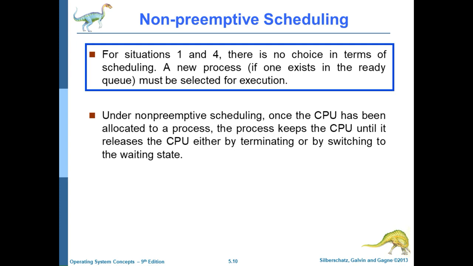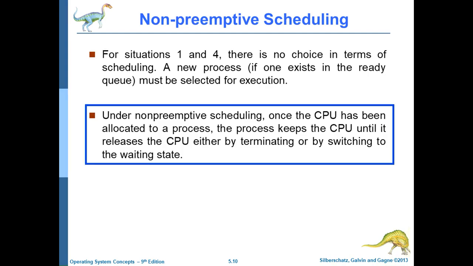In situation 1, the running process needs to wait for something, so it moves to the waiting state. In situation 4, the running process has finished its task, so it terminates. In both cases, the CPU scheduler must run the next process in the ready queue. This shows that non-preemptive scheduling is a non-discretionary algorithm.